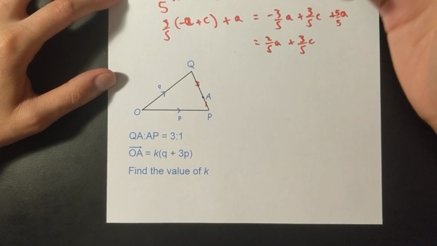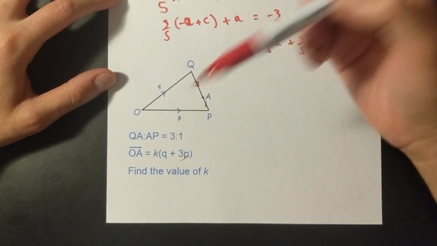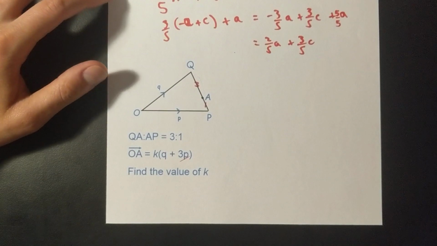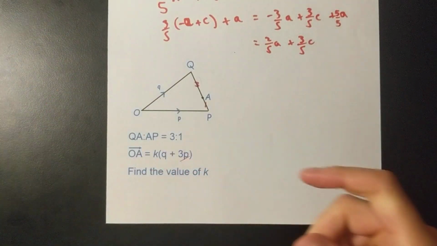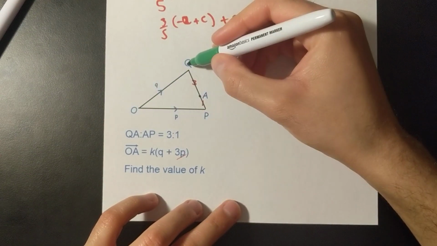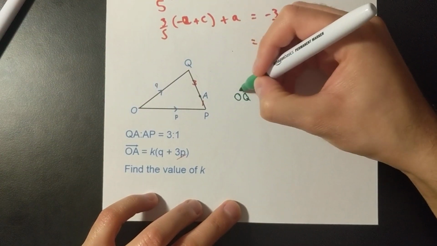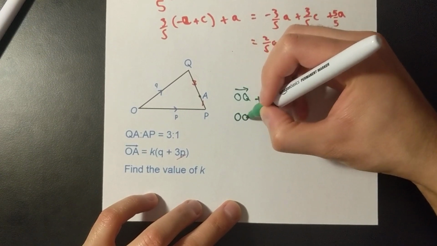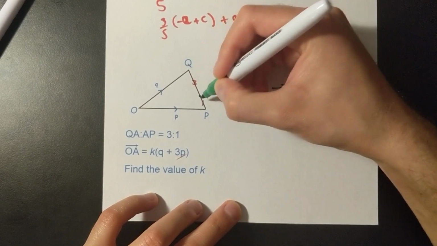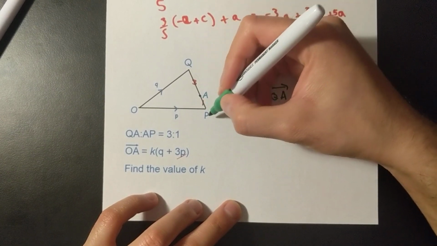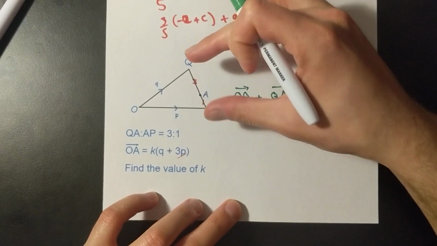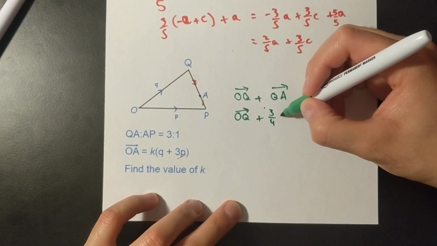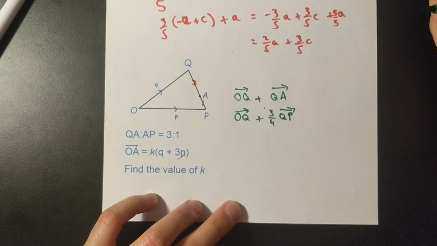Well, all this is telling me is this is what my answer is going to look like. So let's get an answer. What is the vector O to A? If I'm doing the vector O to A, I'm going to go O to Q and then Q to A. O to Q is easy, I can see what that is. Q to A is a fraction of the vector Q to P. What fraction is that? Well, that's 3 out of 4. That is 3 out of 4 of the vector Q to P.